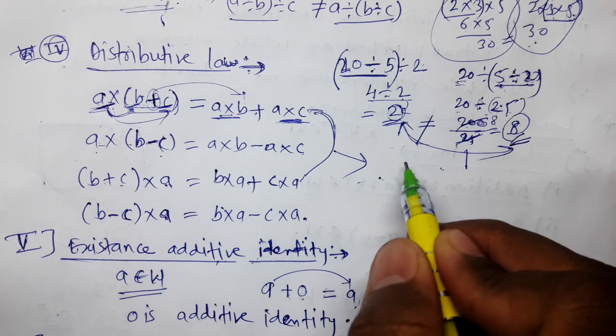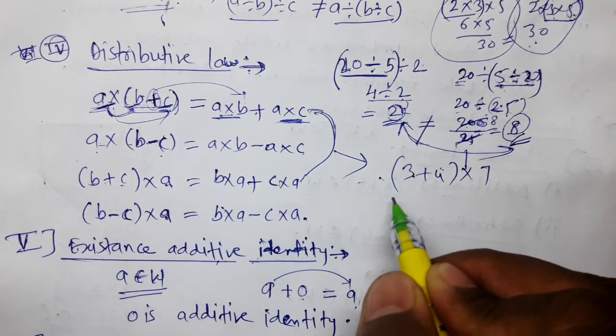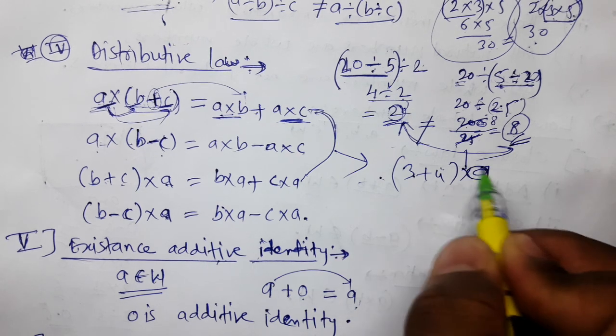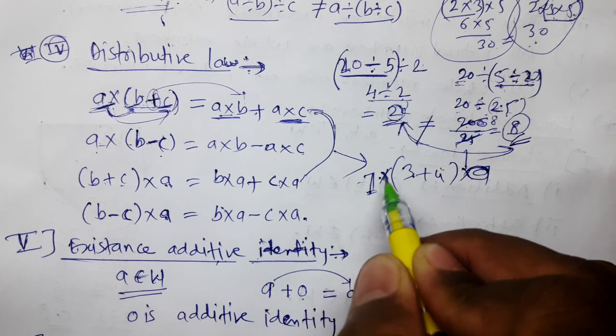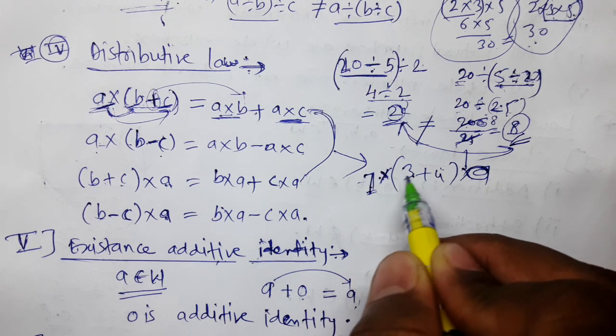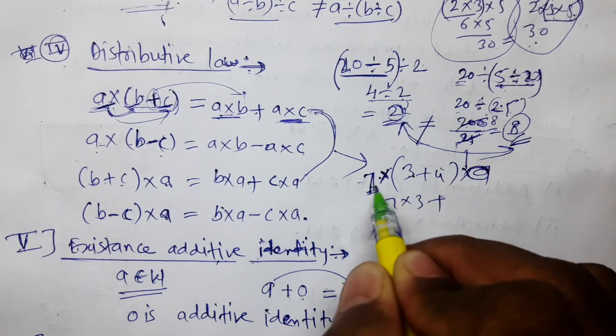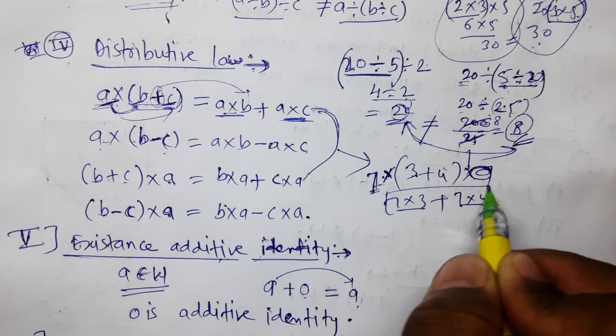Let us take one example. Suppose 3 plus 4 multiplied by 7. If 7 is on the left-hand side, we can take it as 7 into 3 plus 7 into 4. We can write it like this.